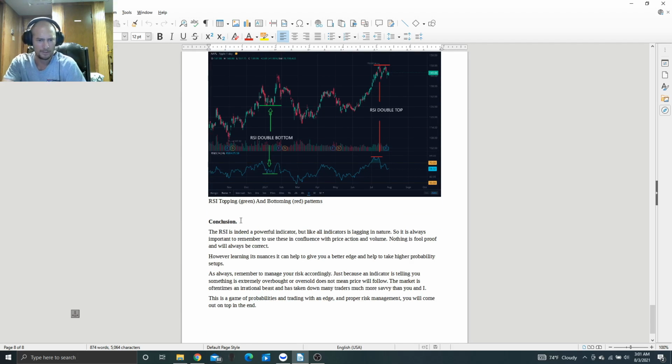So in conclusion to our little slide here, the RSI is a powerful indicator, but like all indicators, it is lagging. So it's always important to remember to use these in confluence with price action and volume. Nothing is foolproof and will always be correct, and we'll see some of that later when we get into some chart examples. However, learning the nuances can help give you a better edge and help you to take higher probability setups.